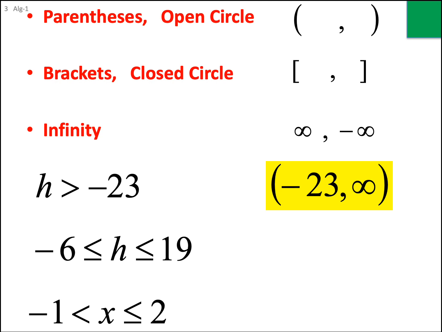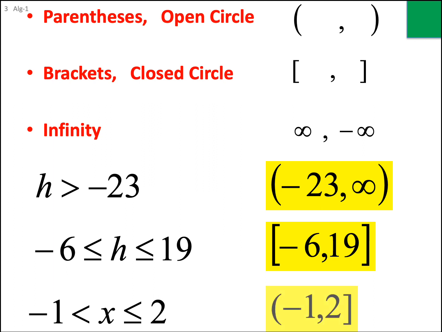The second one is a compound inequality. It's an and statement, so is the third one. And it just simply squeezes the two numbers, negative 6 and 19. Notice on both of those you have a less than or equal to and a less than or equal to, so we get 2 brackets. And on the last one, well, the negative 1 is a less than, so it gets a parentheses, and the 2 is a less than or equal to, so it gets a bracket.